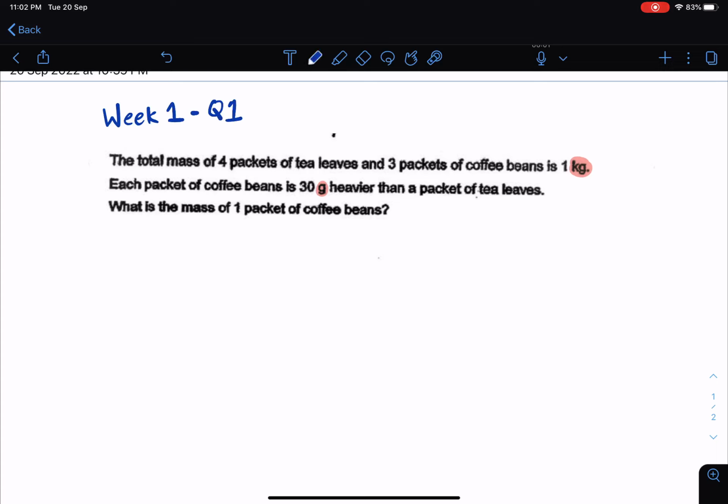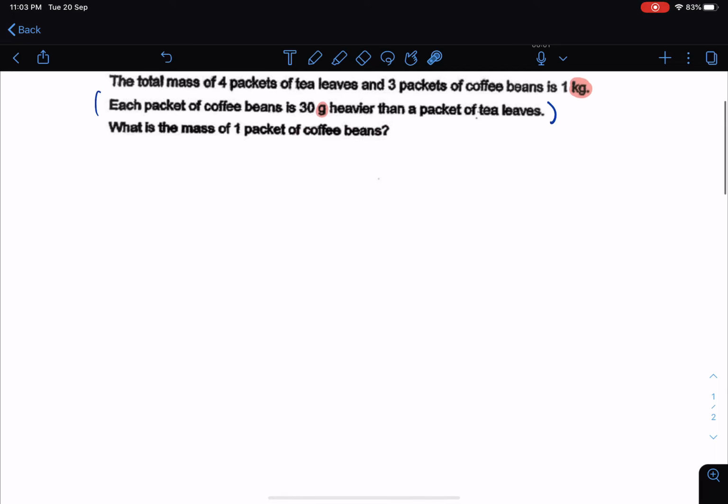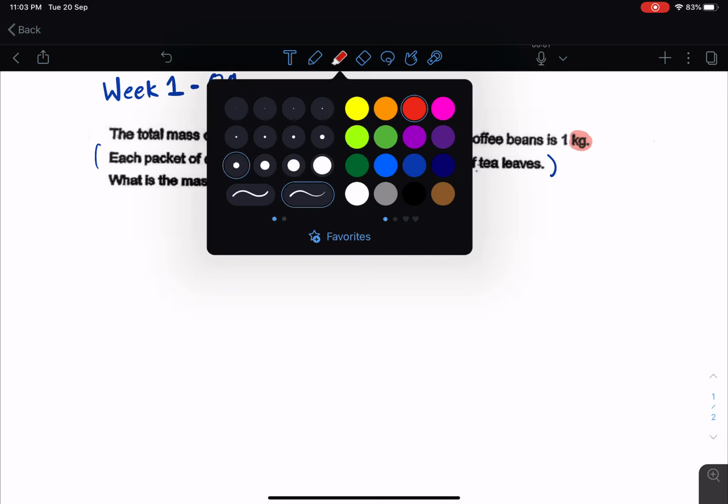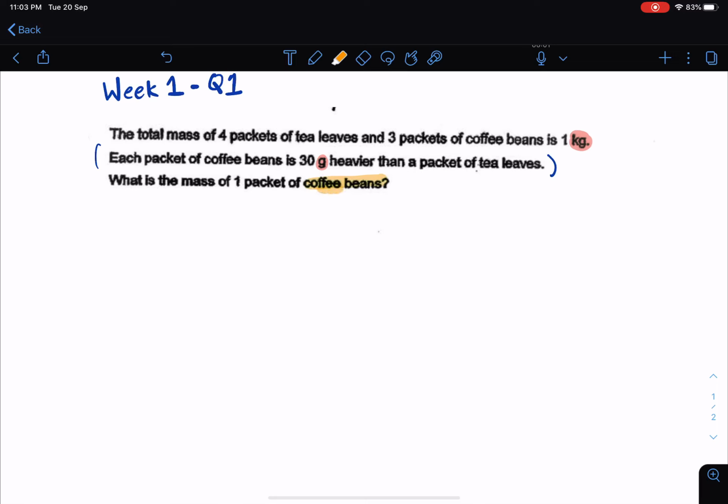And also look at the second sentence here. It's actually the relationship between each coffee bean and each tea leaf. So what we need to do is to draw out the relationship in our model. The last sentence: what is the mass of 1 coffee bean? So later on, we are supposed to solve for coffee bean, not anything else but coffee bean. Remember to answer the question, okay?